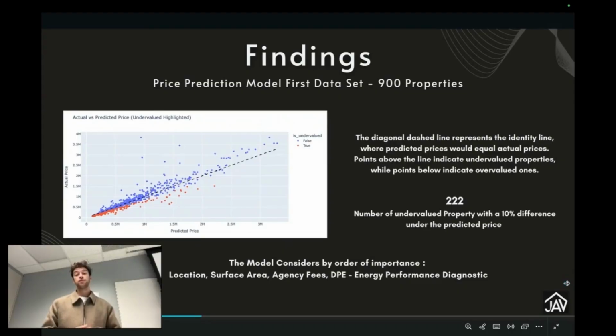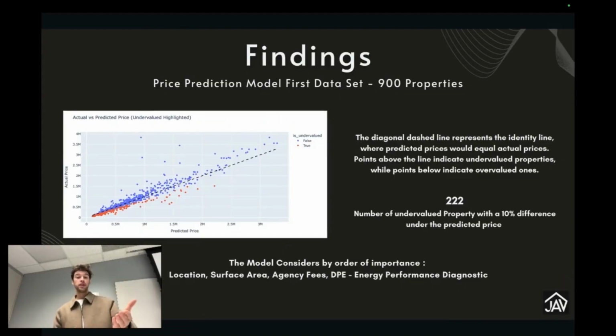This is the first data set we ran, so it is 900 properties. What you can see here on this diagram, in black, the diagonal dashed line represents the identity line. So it is where the predicted prices of our model would equal the actual prices. All the points you can see are actual properties. Points below the line are undervalued, cheaper than the predicted prices, and points that are higher are more expensive than the predicted value.